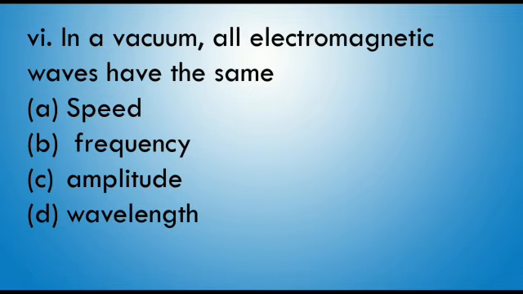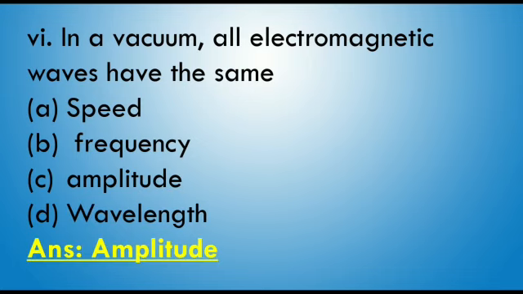MCQ number 6. In a vacuum, all electromagnetic waves have the same. Option A, speed. Option B, frequency. Option C, amplitude. Option D, wavelength. The correct option is amplitude. Electromagnetic waves have the same amplitude throughout the time in a vacuum.